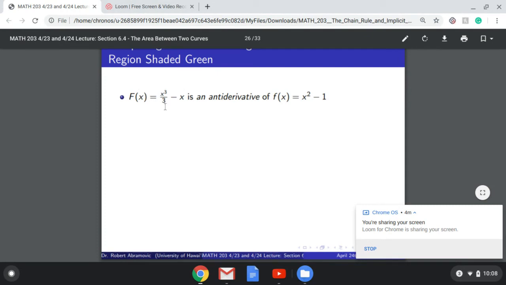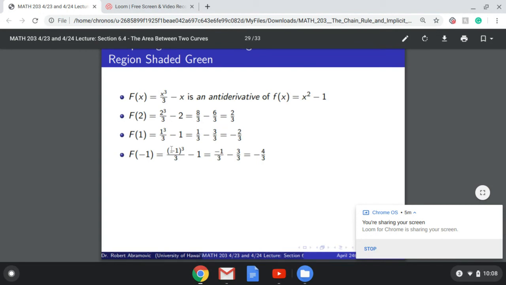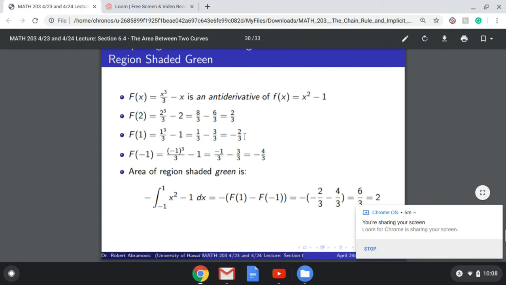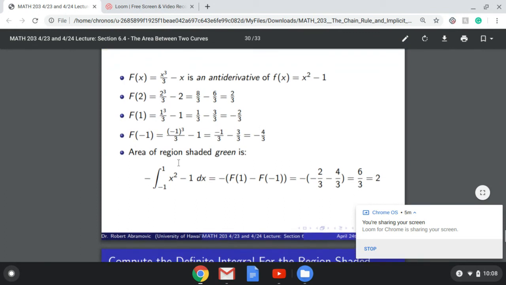Capital F of x is x cubed over 3 minus x. It's an antiderivative of f of x, which is x squared minus 1. F of 2 is 2 cubed over 3 minus 2. That's 8 over 3 minus 6 over 3, which is 2/3. F of 1 is 1 cubed over 3 minus 1, which is 1/3 minus 3/3, which is negative 2/3. F of negative 1 is negative 1 cubed over 3 minus negative 1, that's negative 1/3 plus 1... that's negative 4/3. You can check over that arithmetic for yourself.